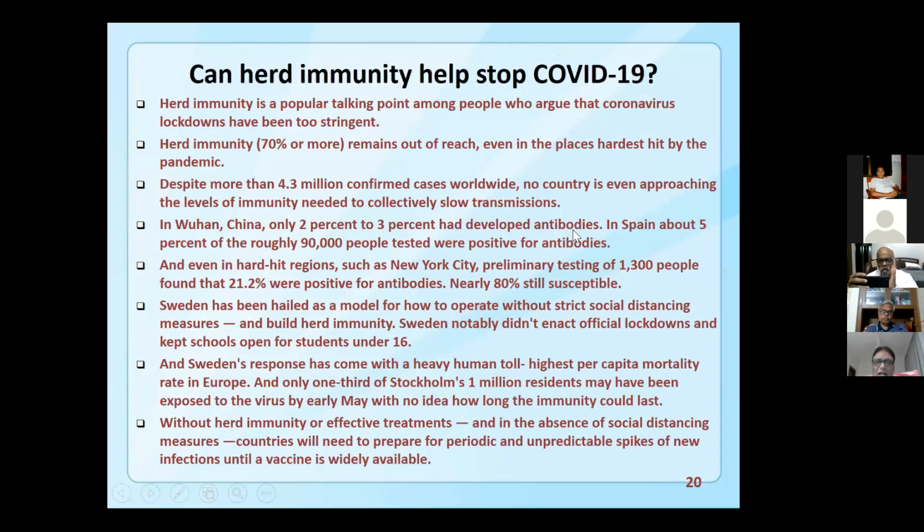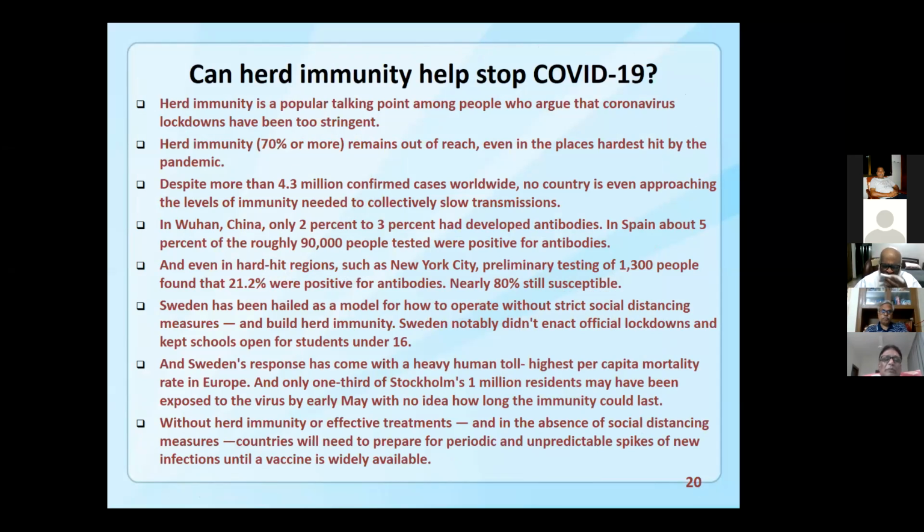And the next slide is about herd immunity. People have been talking about herd immunity. It's an ideal: if we have 70% or more of the people with immune status, either because they have suffered from the disease or they got a vaccine, then the rest of the people, the remaining 30%, also get protected. That's what's called herd immunity.